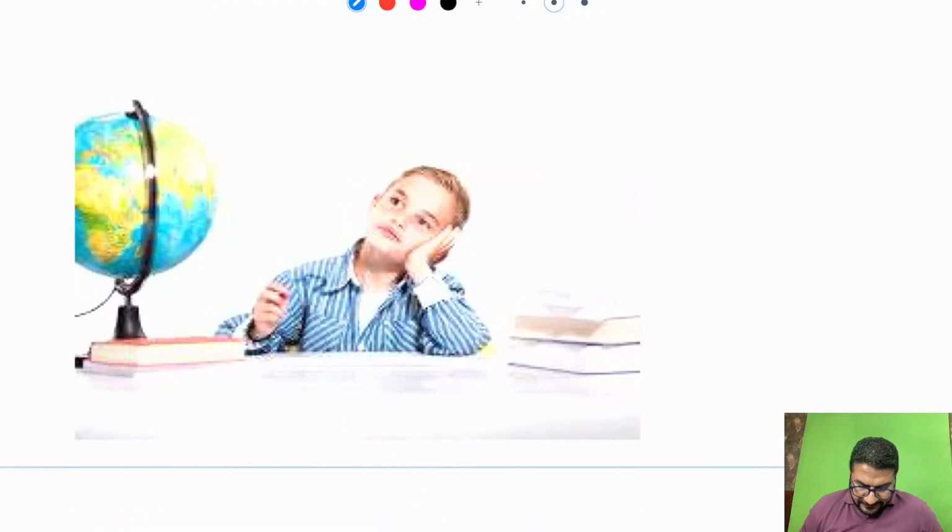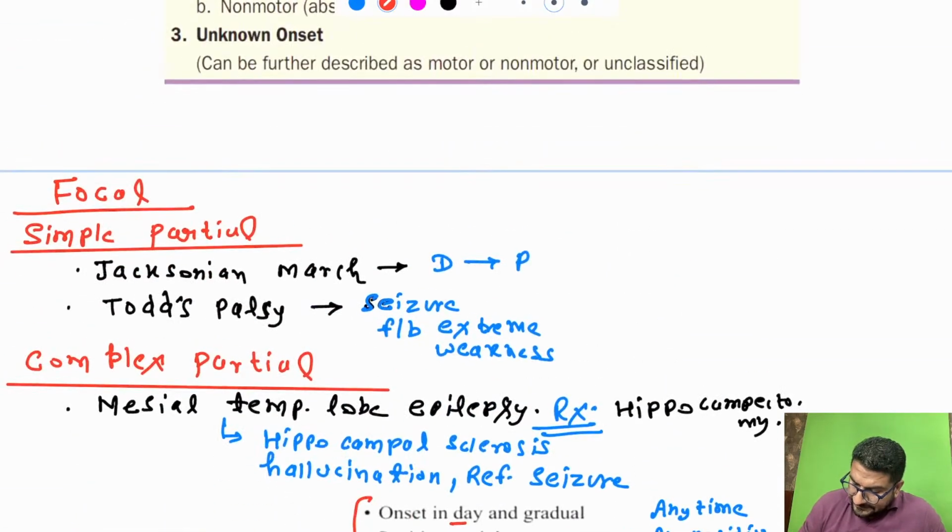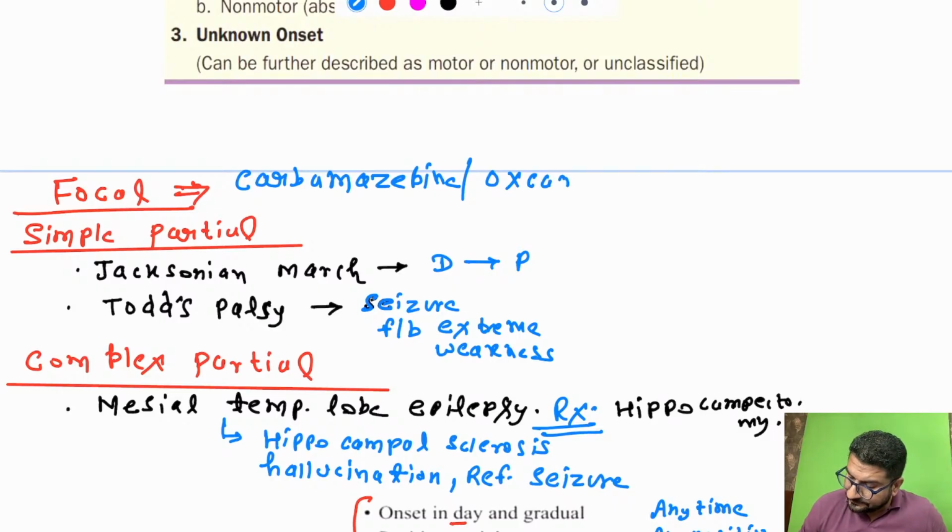Okay, now look at this seizure. This is called absence seizures, right? Now look at this. For focal seizures, the best drug we have for treatment is carbamazepine. Even nowadays there is a better one, a tablet comes under the name Oxitol, oxcarbazepine, carbamazepine, right?